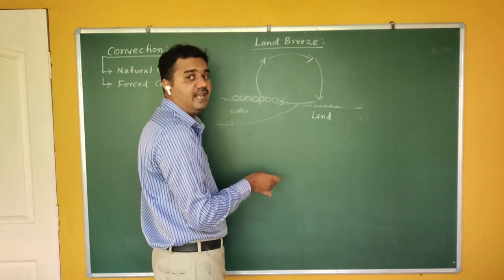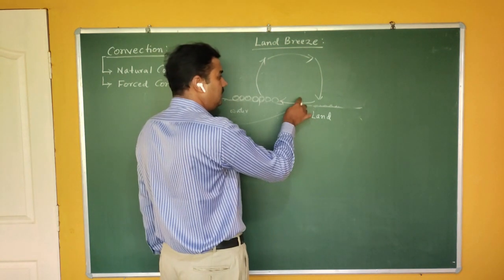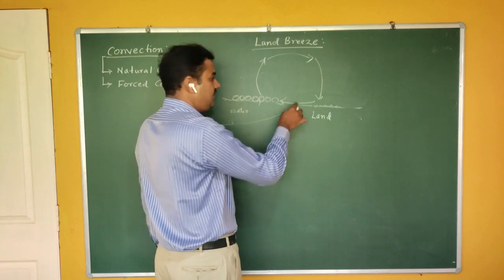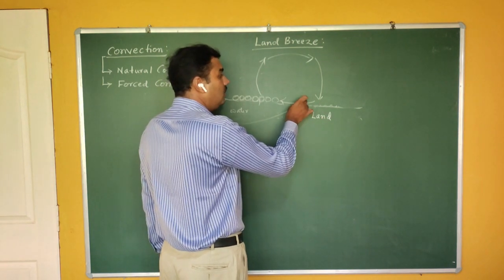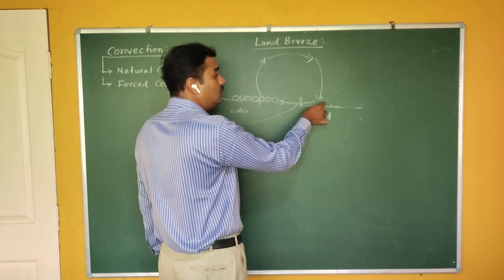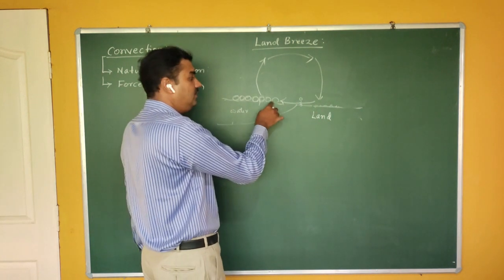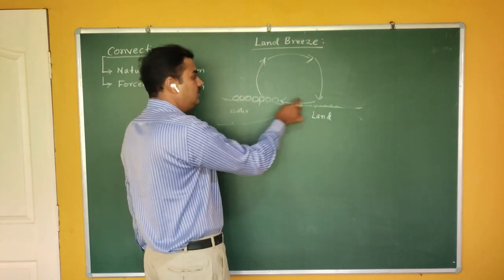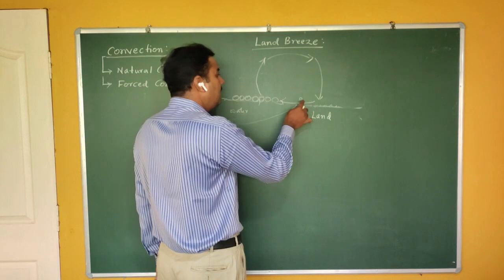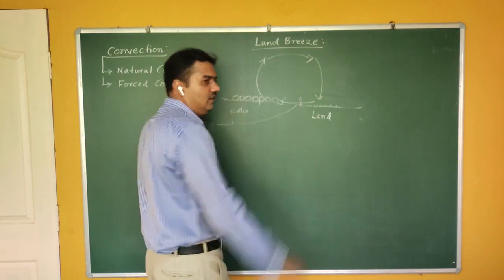Who is cooler here? Land is cooler. Therefore this time if you stand here, you are getting cool air from the land. Last time you were getting the cool air from the water. Therefore, this time you're getting the cool air from the land. Therefore, it is called land breeze.